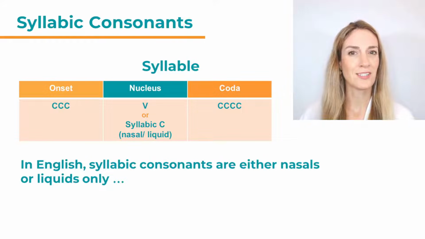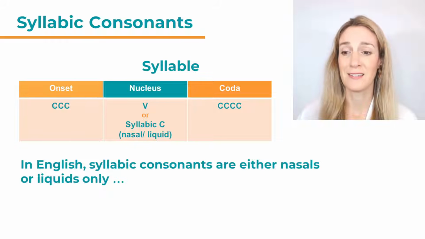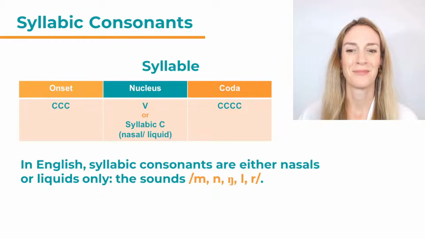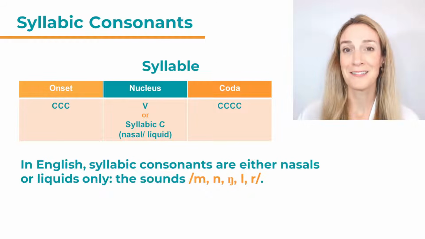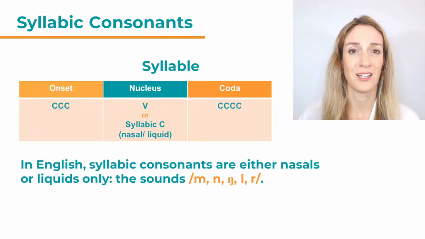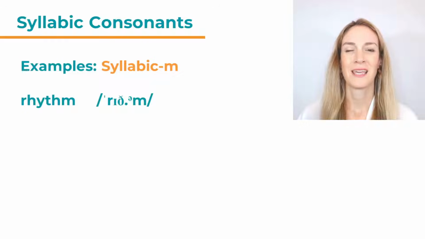In English, syllabic consonants are either nasals or liquids only. No other sounds really. Now, we have three nasals in English, m, n, and ng. Through the video, you might not hear the difference between the last two, but we'll go over them later. And the liquids that can form syllabic consonants are l and r. Let's have a look at some examples.